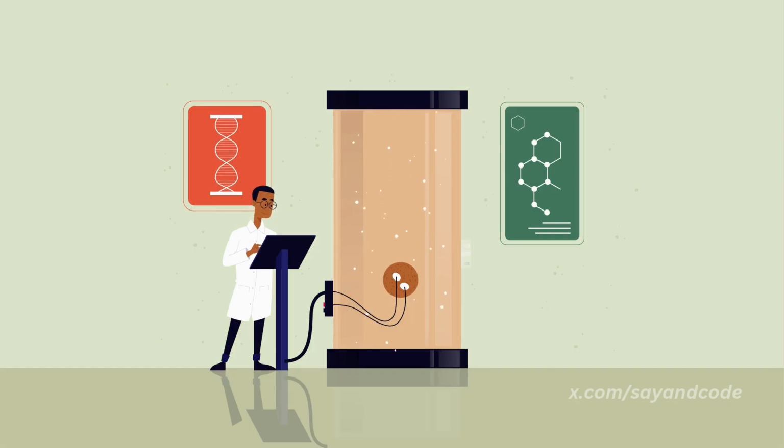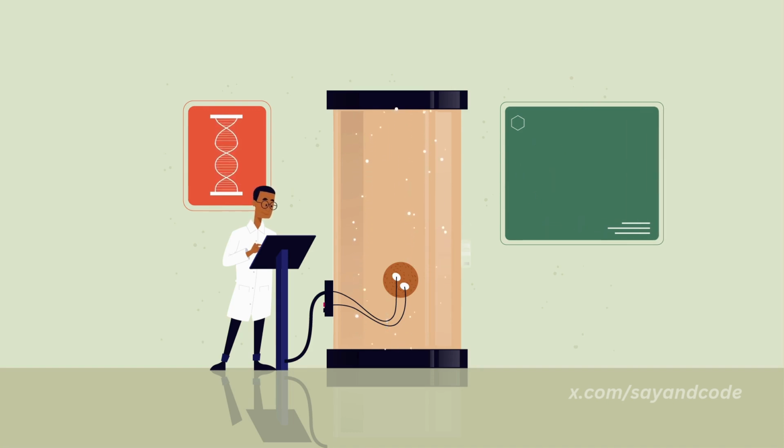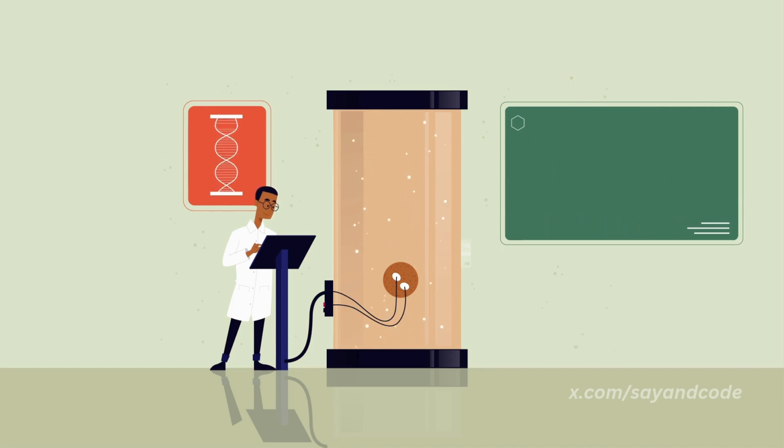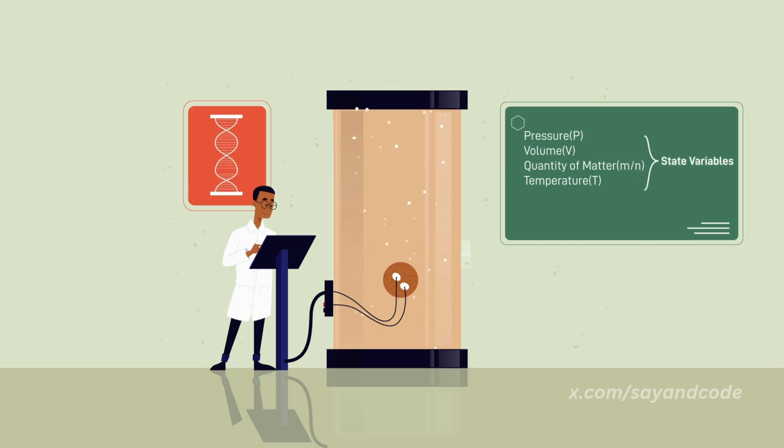State is basically the situation or condition of a system. The state of a system is described using its pressure, volume, quantity of matter, which can be mass or number of moles, and temperature. For this reason, these properties P, V, m or n, and T are known as state variables. When these properties or state variables change, we say that the system is in a new state.